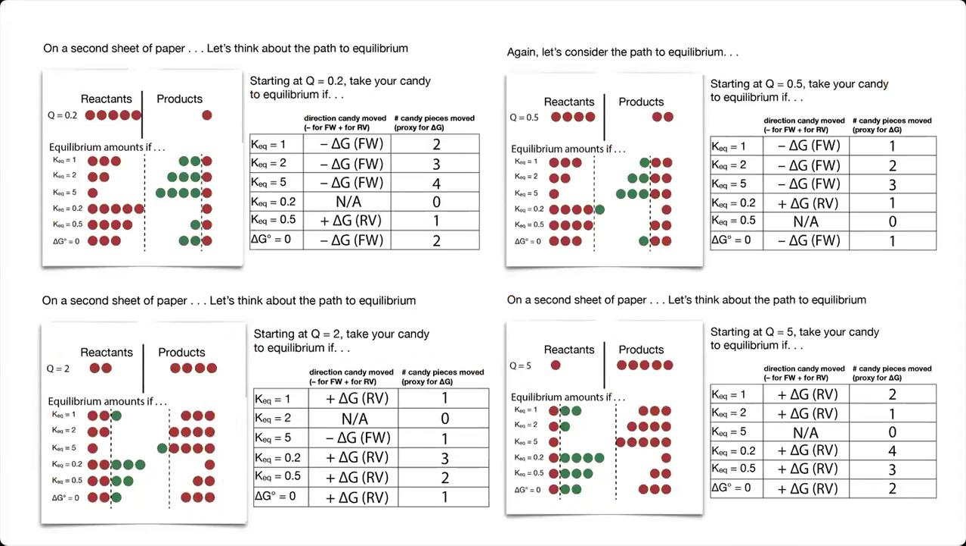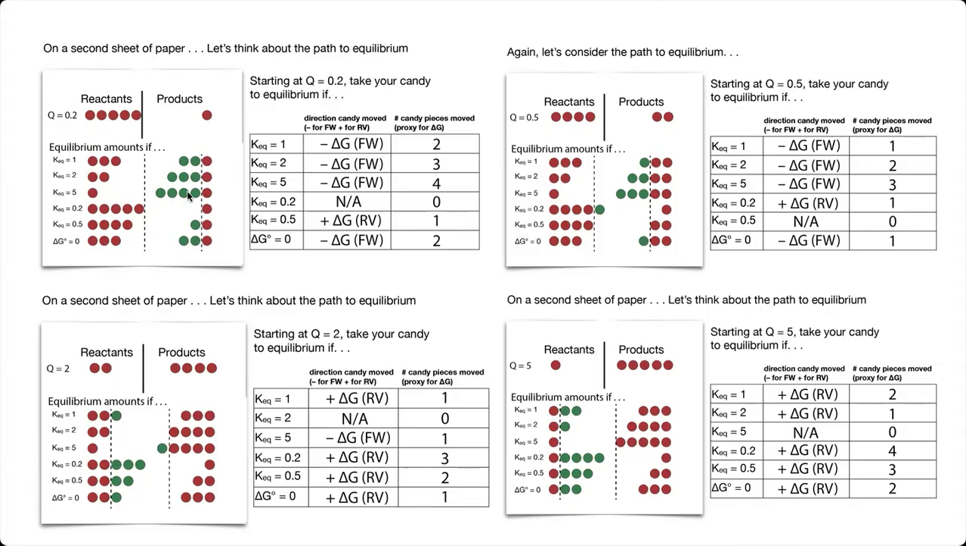And again, if you're a visual learner, you can work your way through thinking about things with pieces of candy and think about which direction you need to go. And if you need to move the same amount of candy pieces, that is going to be equal in magnitude of your delta G. But depending on which way you're moving them, are you moving them to the right? Are you moving them to the left? That's going to be the sign of your delta G.